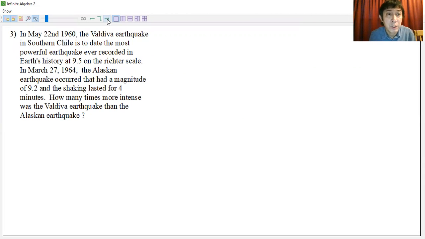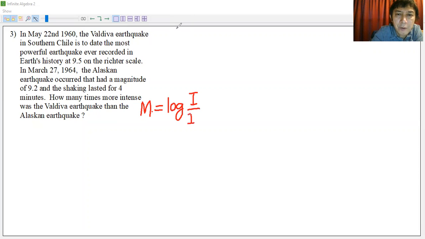On May 22nd, 1960, the Valdivia earthquake in southern Chile is to date the most powerful earthquake ever recorded in Earth's history at 9.5 on the Richter scale. That's 9.5. Now, for earthquakes, we will have the formula for magnitude. Magnitude is equal to logarithm of the intensity of the earthquake over I of 0. I of 0 is the smallest seismic activity, which is set to 1. So I of 0 is 1.